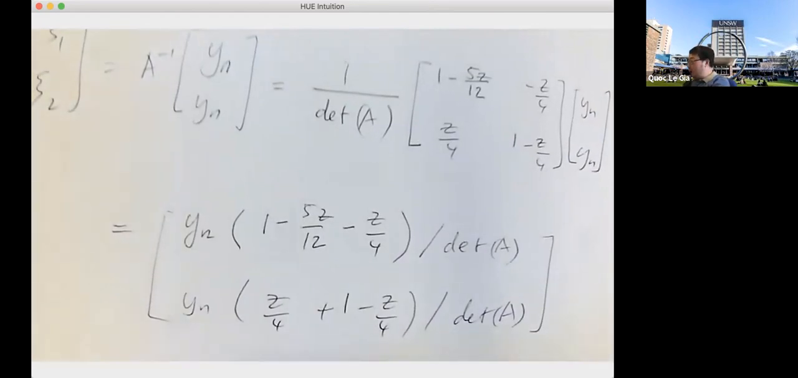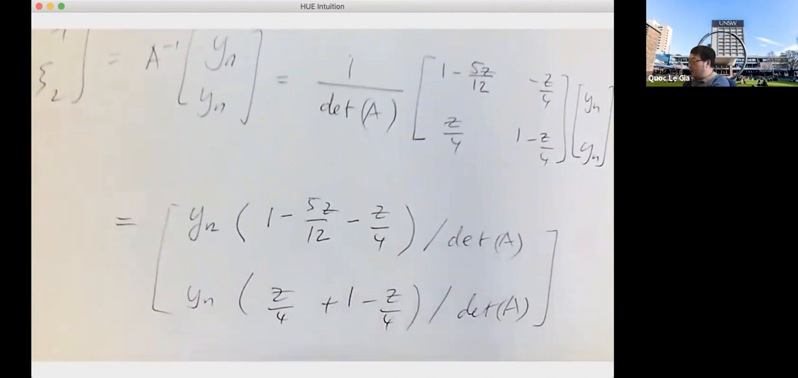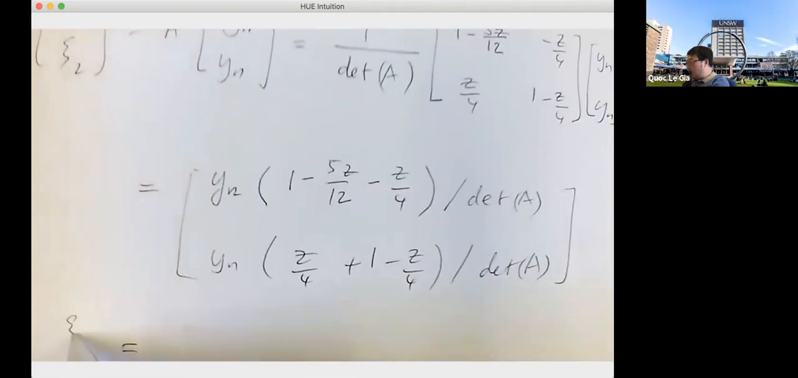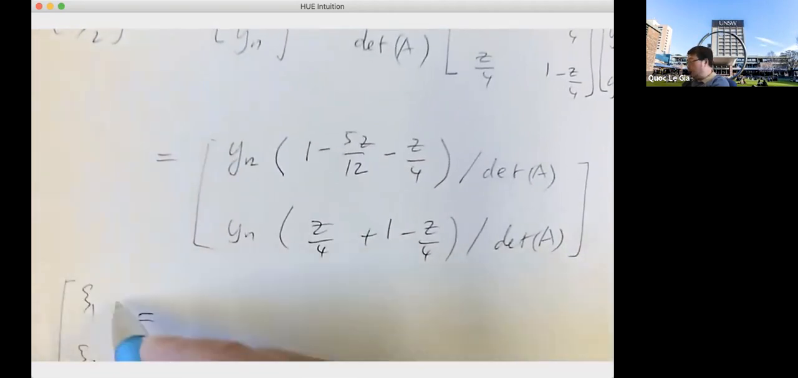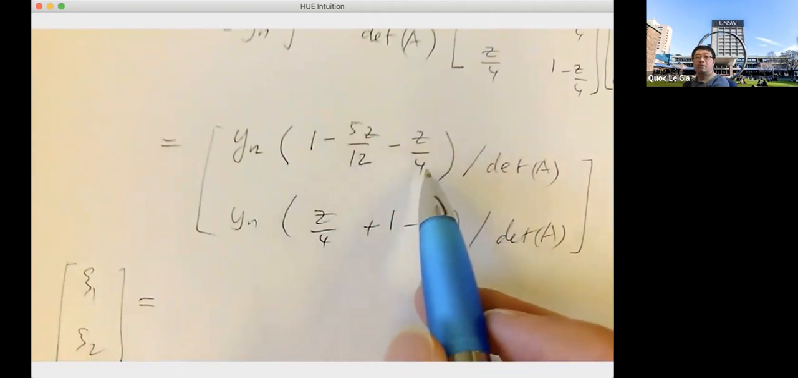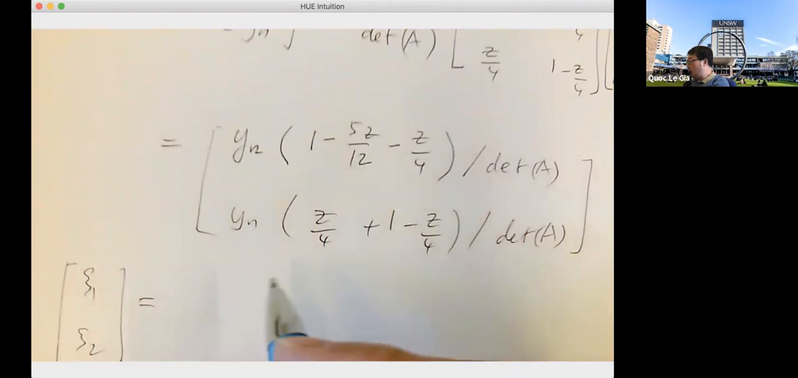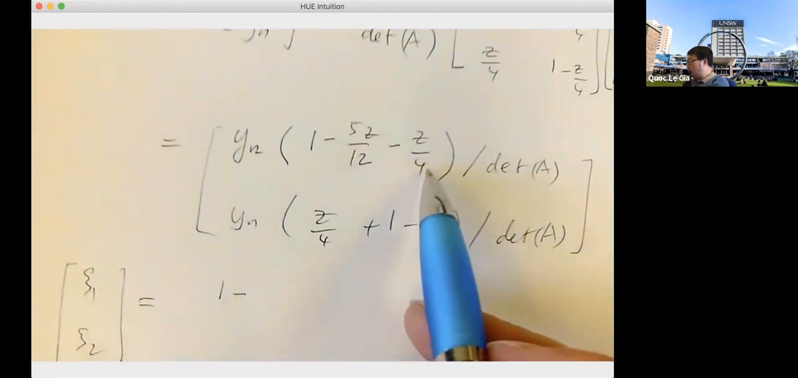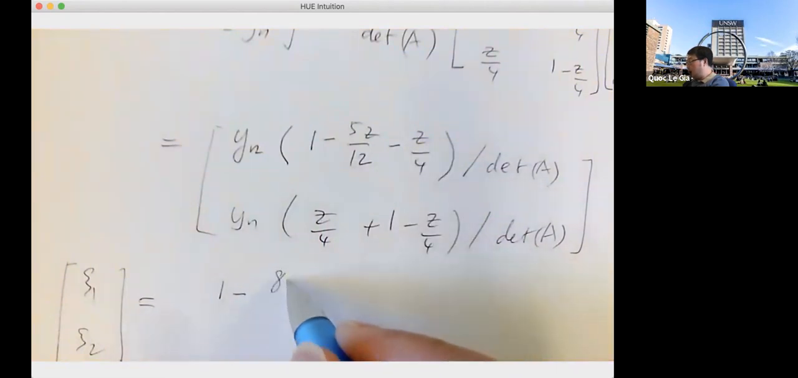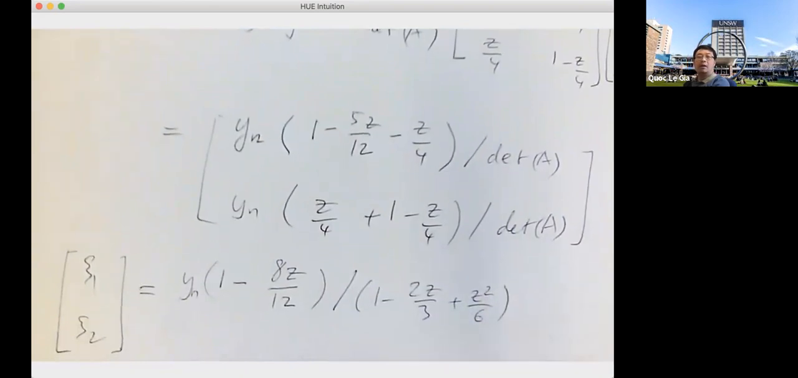But then what I have is, well, essentially my claim is xi1 will be, so this one is xi1, yeah, and xi2. Okay, so the xi1 will be just 1 minus 5z over 12 minus z over 4 divided by the determinant. I can write it down, yeah. But this one is like, so you multiply by 3, so 1 minus, so 3 multiplied by 4 is 12, so 3z over 12, yeah, yn, yeah, divided by 1 minus 2z over 3 plus z squared over 6. Okay, agree? Yeah, this is the determinant.